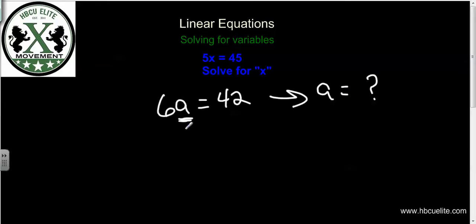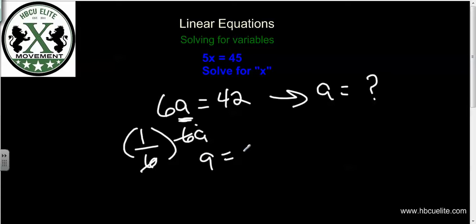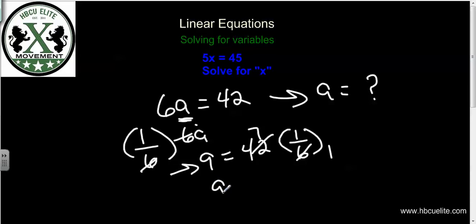So what's the first step? We have to multiply 6a times the reciprocal of 6, which is 1/6. The 6's cancel each other out, so the a is by itself, equals 42. And remember, whatever you do on one side of the equation, you have to do on the other side of the equation. So we're going to multiply 42 times 1/6. 6 goes into itself one time. 6 goes into 42 7 times. So the answer is a is equal to 7.